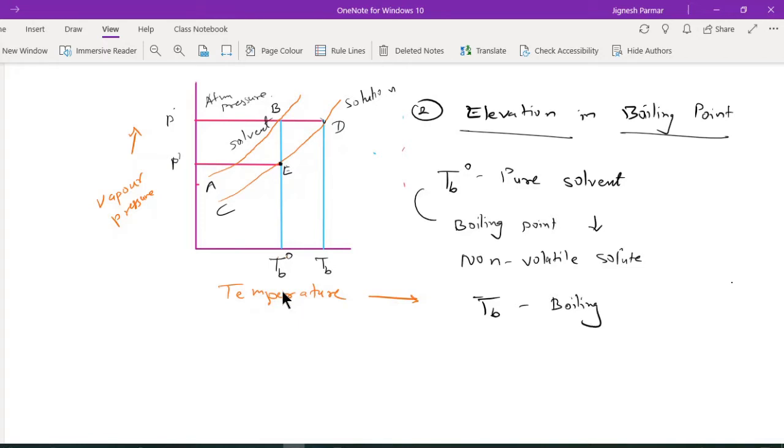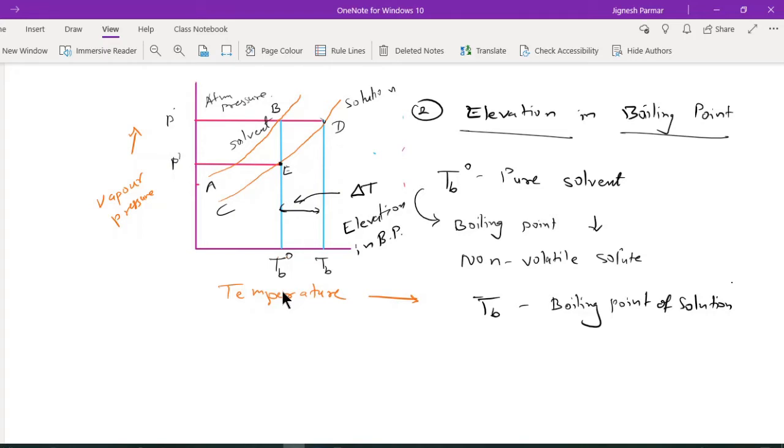This is the boiling point of the solution. So the boiling point of a solution increases as the solute is added. The change in temperature from the pure solvent is called delta T, and this delta T is called the elevation in boiling point. This is what we have to study.